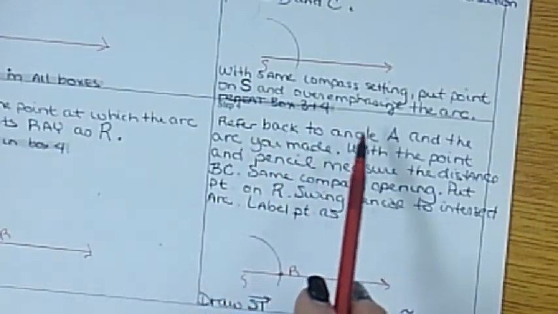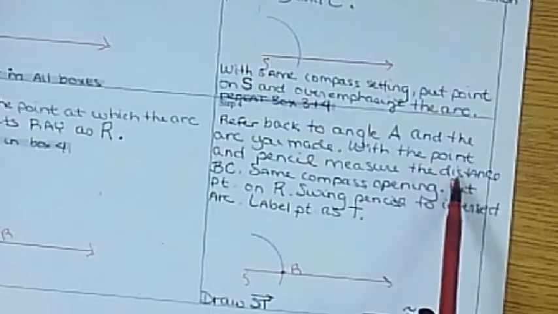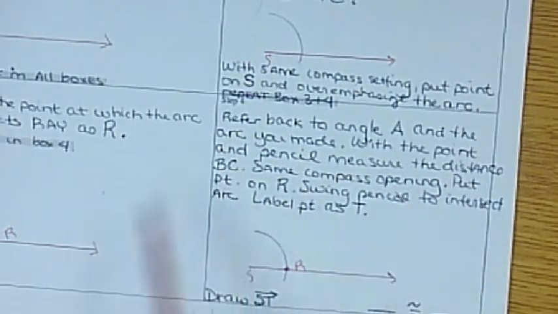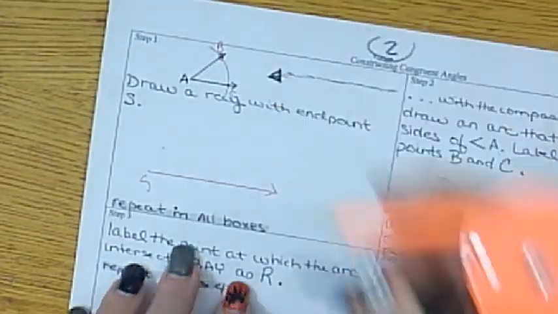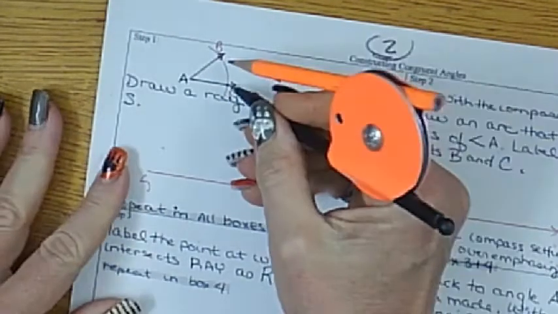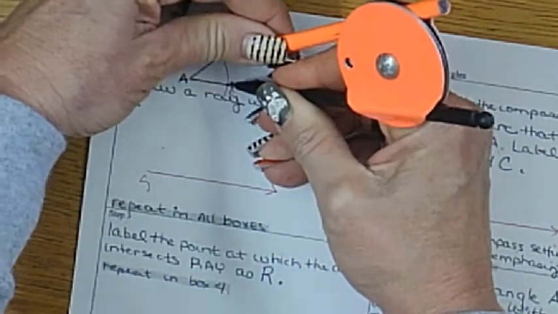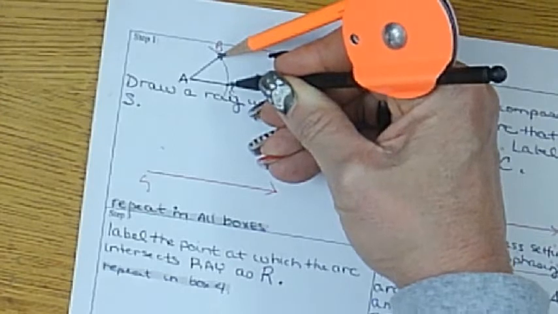So box 4, it says refer back to angle A, so that's our original, and the arc that you made. With the point and pencil, you're going to measure the distance from B to C. Does not matter which one you put on what, okay? But with the point and the pencil, we're going to measure the distance from B to C. Some of you, it might be the same opening you already have. Some of you, it'll change. Okay, so I'm going to measure the distance from B to C, where it crossed at the 2 spots.